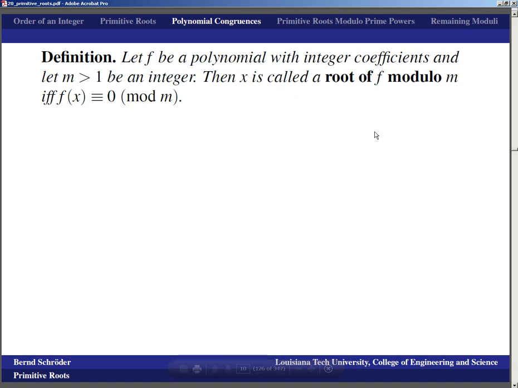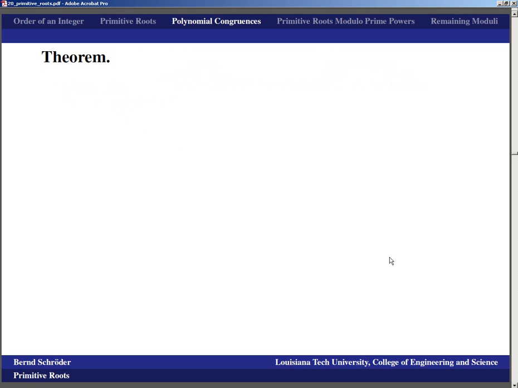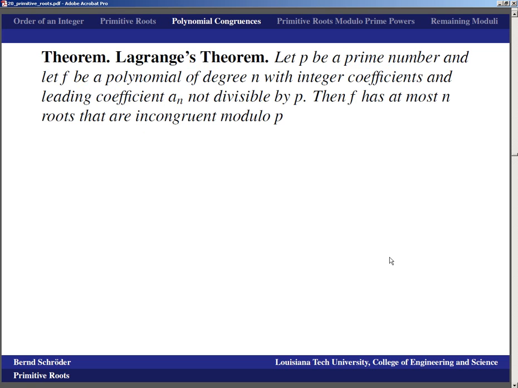And now it is an m. So x is called a root of f modulo m if and only if f of x is equivalent to 0. So these polynomial congruences we want to investigate a little bit more. And the first thing we have is Lagrange's theorem, which basically says the same thing as what we already know for polynomials on the real line. It's just that now we're doing it in modular arithmetic, where we're going modulo a prime number, and from here on out we'll stick very closely to prime numbers.